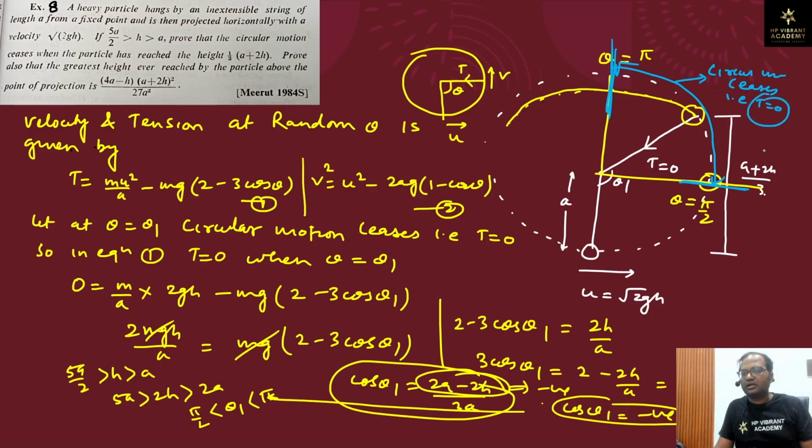Now we have to calculate this height. What we have to find is that at a height of a plus 2h upon 3 from the point of projection, the circular motion ceases. Let us find this.